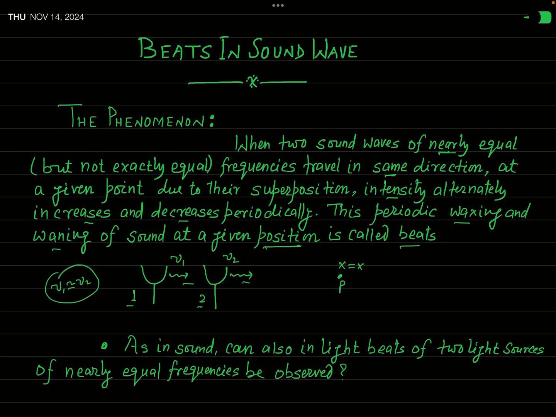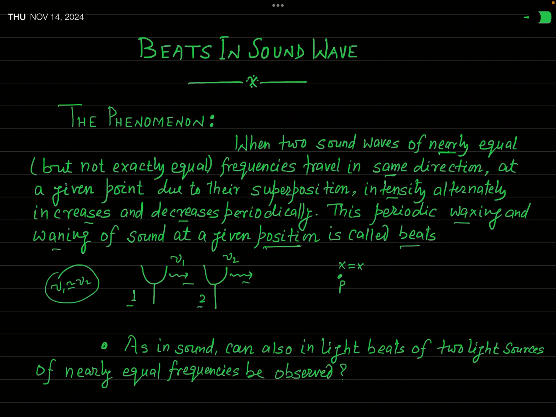The number of maxima or the number of minima produced per second is called the beat frequency. You will see later on how we can calculate this beat frequency. This is the basic theory.